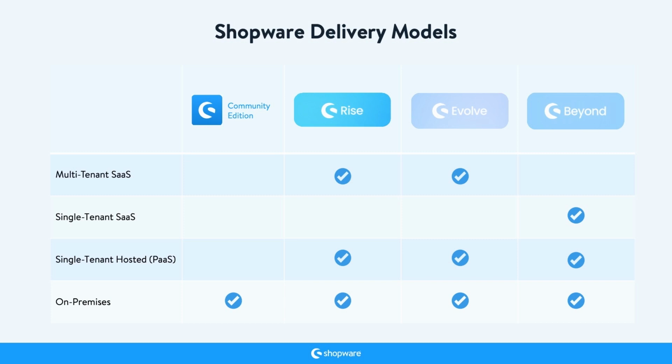This model allows for extensibility through dedicated APIs, third-party plugins, themes, and custom code, as the application code is also accessible to merchants or solution integrators. That was the overview of the 4 different deployment models in Shopware.